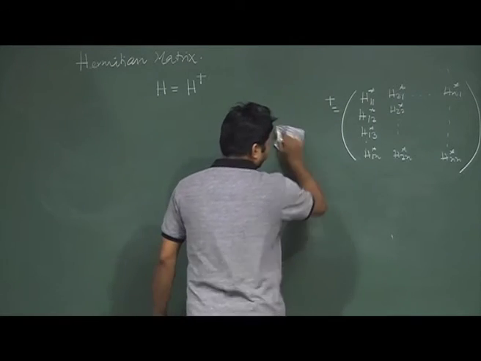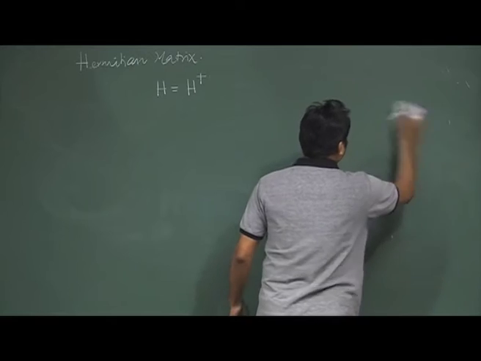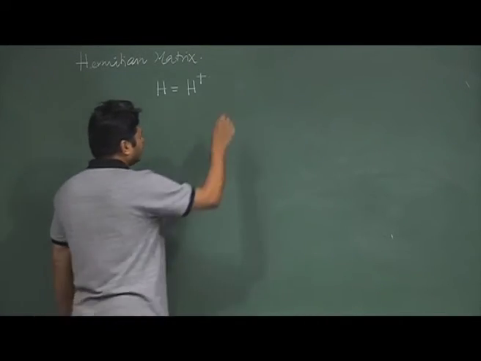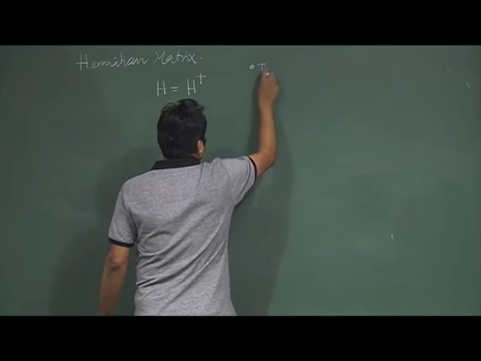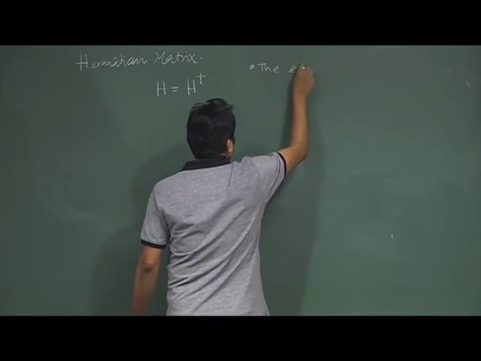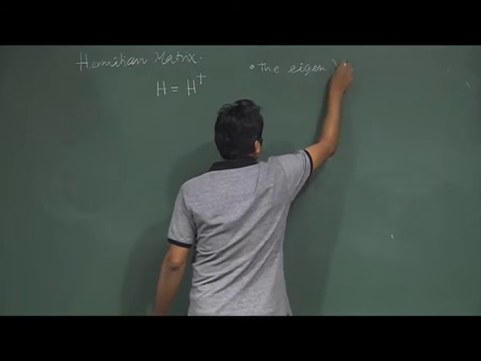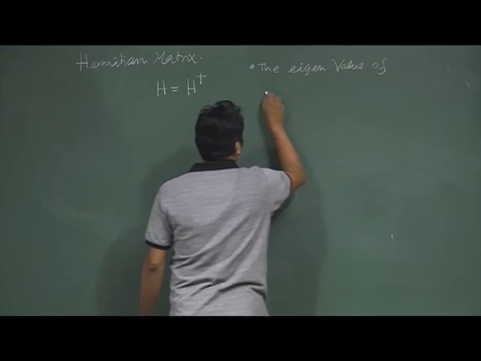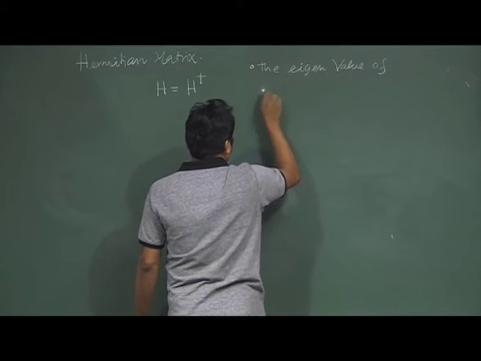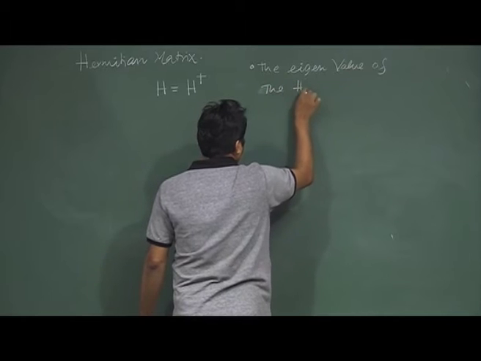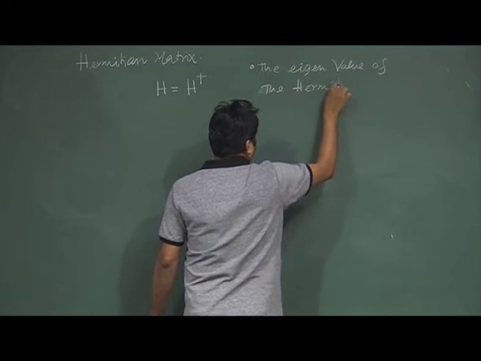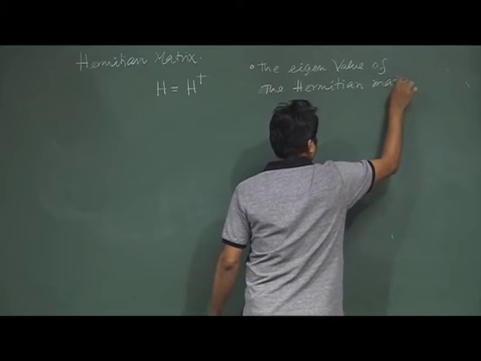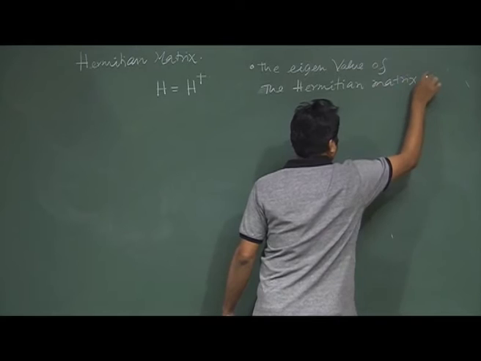Now the next most important thing for the Hermitian matrix, why it is so important, you can readily understand. Let me write down first: the eigenvalue of the Hermitian matrix is real.